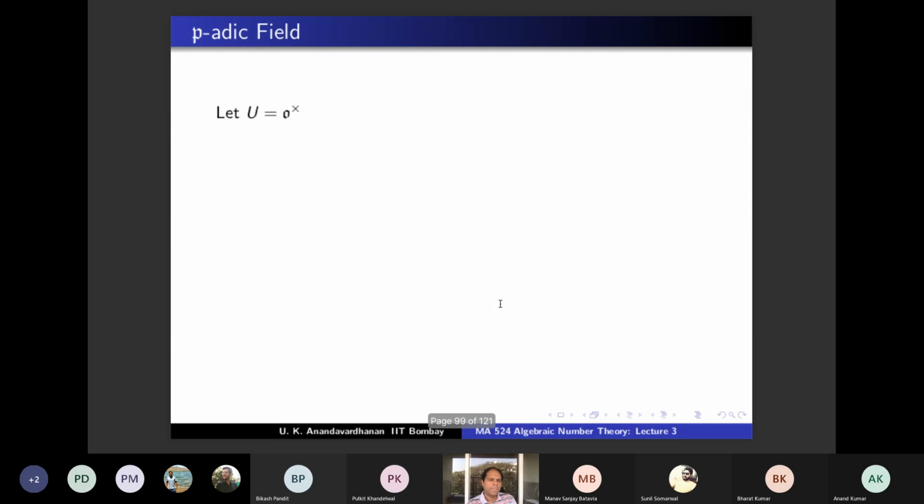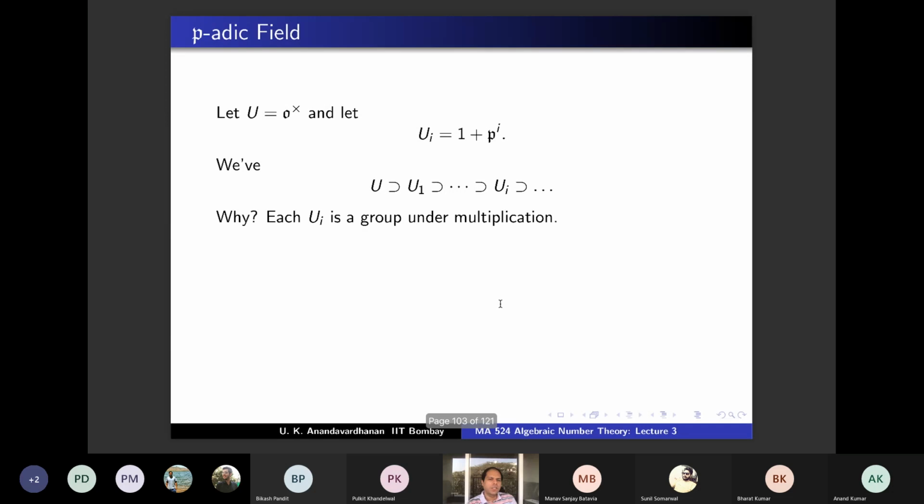So yeah, each U_I is a group under multiplication. That's the next claim. So U is of course a group under multiplication. These are units. Units of course form a group under multiplication. But each U_I is a group under multiplication. So what do you have to show? I have to show that if you take two elements from U_I, their product belongs to U_I. And if you take one element from U_I, its inverse also belongs to U_I. But these are all easy to check.